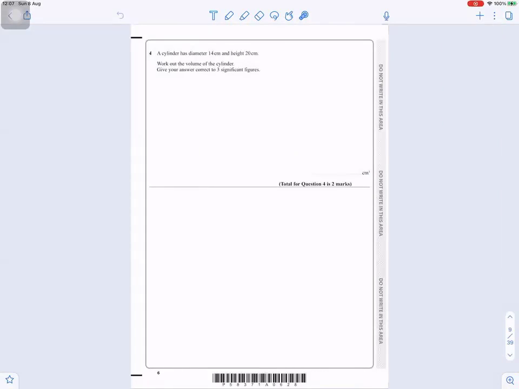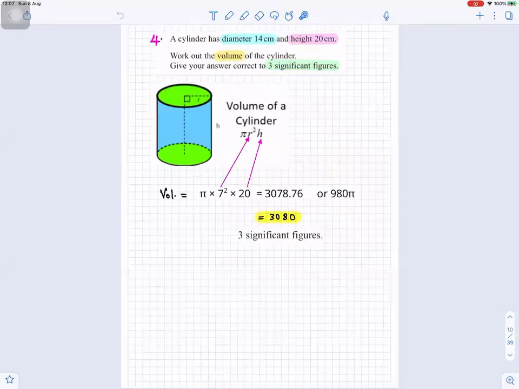Question number 4. A cylinder has diameter 14 centimeters and height 20 centimeters. Work out the volume of the cylinder. Give your answer correct to 3 significant figures.